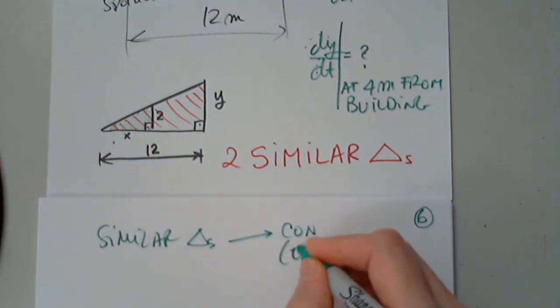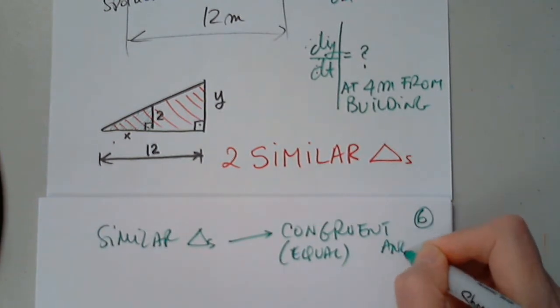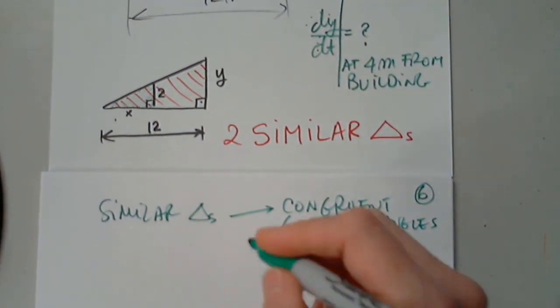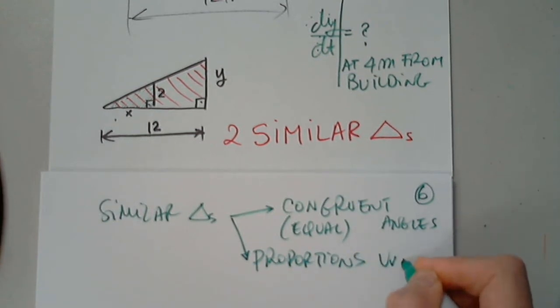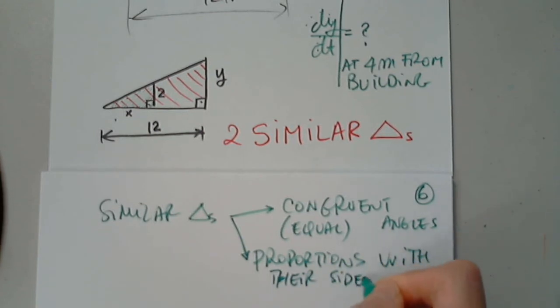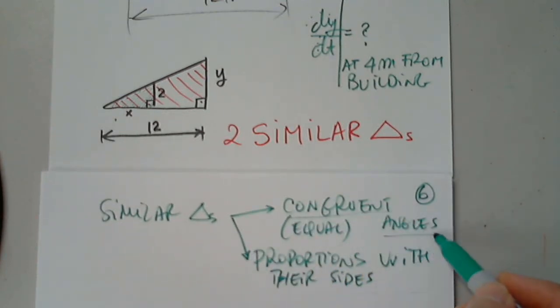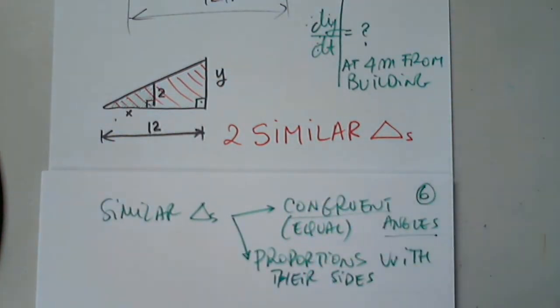Congruent, equal angles. And based on that, proportions with their sides. I cannot write proportions with their sides before I show congruent angles. If I cannot show that all angles are equal or congruent, then I cannot write proportions with their sides.